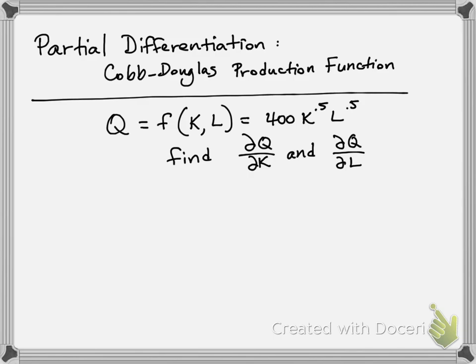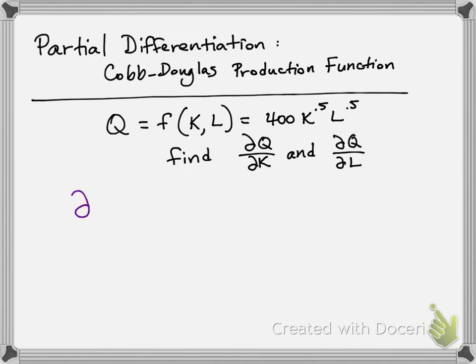So we are to find the partial derivative of the production function with respect to capital and with respect to labor. So what each of these partial derivatives will tell us is how productive one more unit would be if we added one more unit of capital and one more unit of labor. All right, so let's go ahead and start doing these partial derivatives.